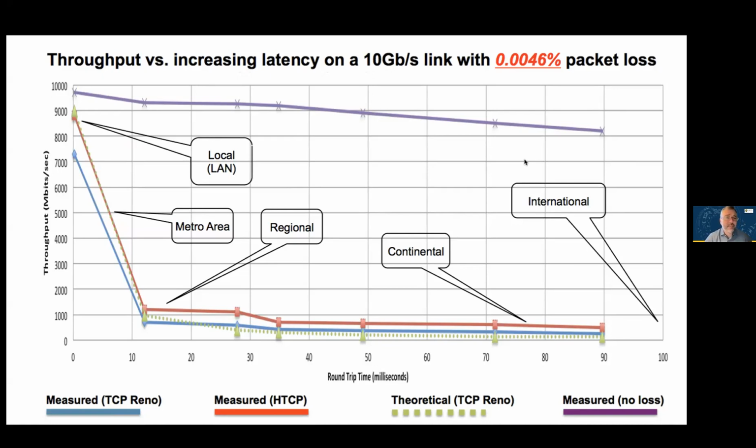But you can see here on the other ones, when you inject just 0.004% of packet loss into this data transfer, how quickly the throughput falls off. So you see those blue and red lines there, how fast the throughput falls off as soon as you get more distance, basically more latency. So the more latency you have, the more the throughput falls off if you've got any packet loss at all, even if it's very tiny amounts of packet loss.